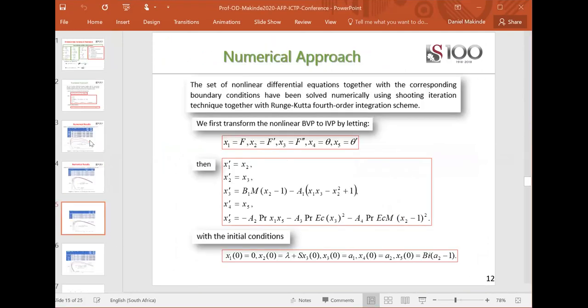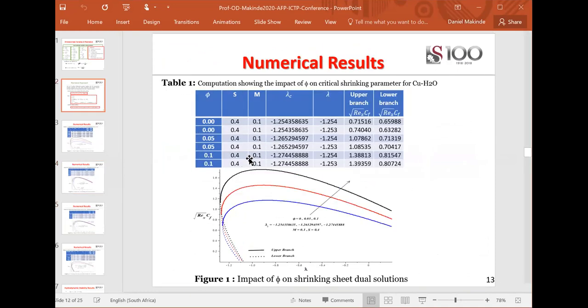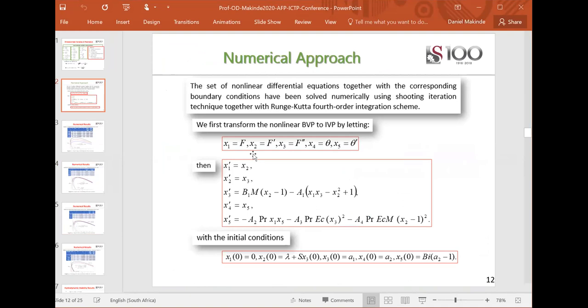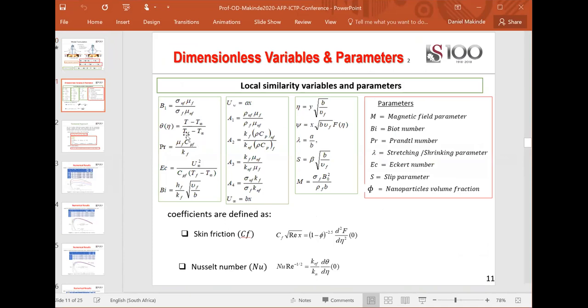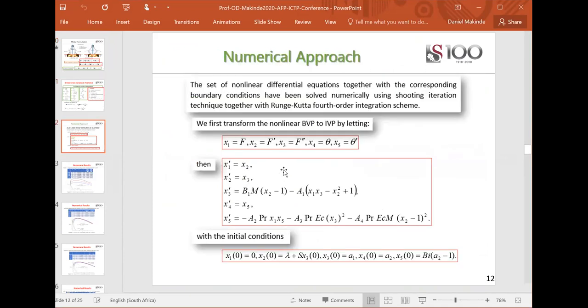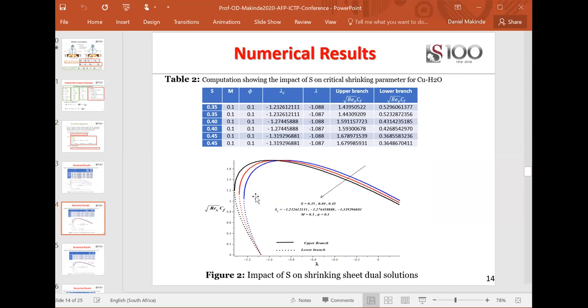Okay, so let me go to the results. When we do that, we have the model. The model equation is this, and we solve this model equation. These are the parameters we have there. These are the solutions, the method we use. For the solution here, we see that for stretching, can you see?